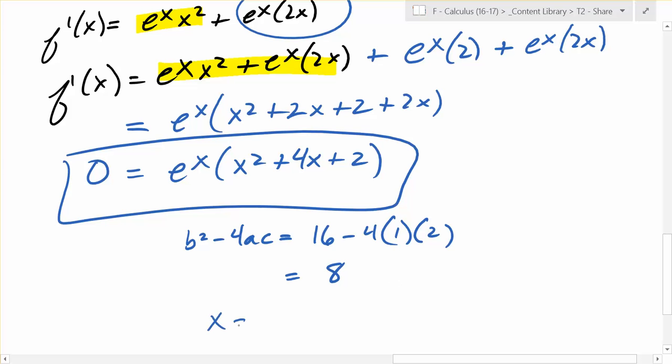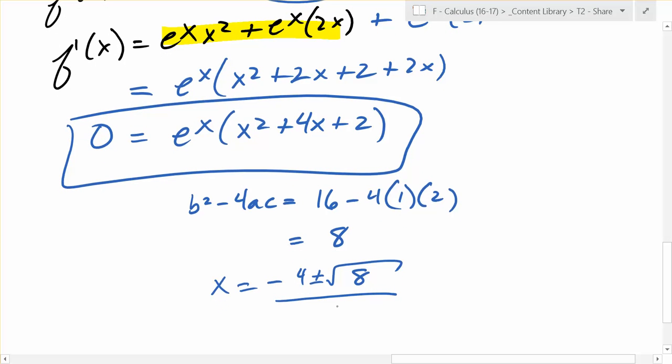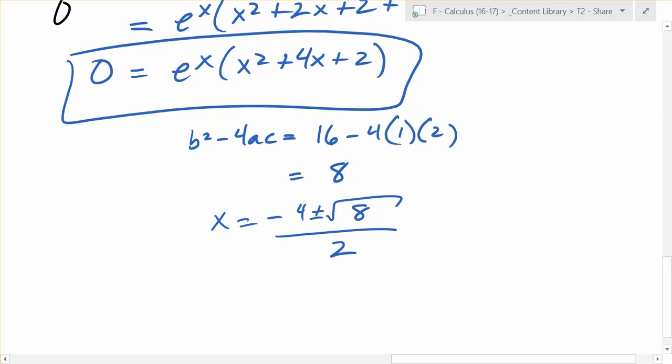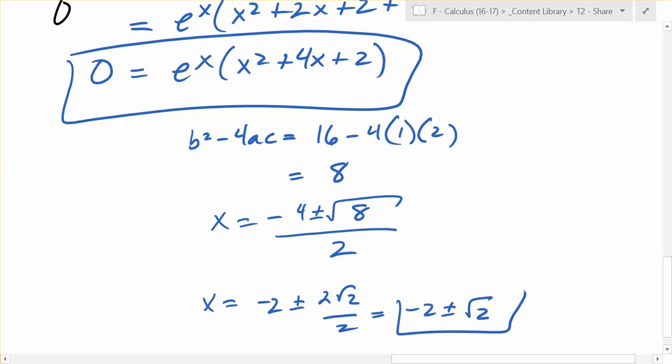So what is it going to be? x is equal to -4 plus or minus the square root of 8 all over what? 2. Is everybody with me so far? So what's that become? -2 plus or minus 2 root 2 over 2. So what does that become? -2 plus or minus the square root of 2. So there are two places where potentially the concavity can change.